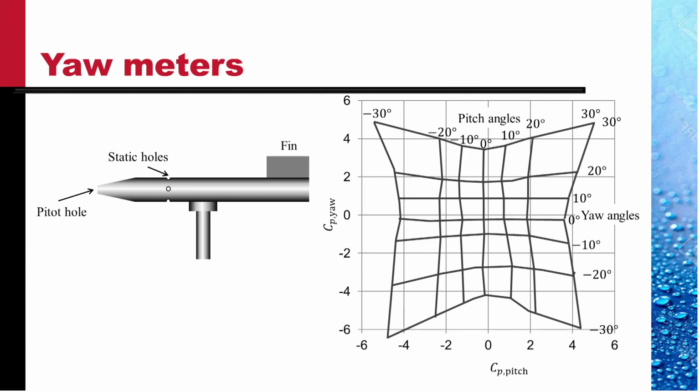This is the typical plot of the yaw angles and the pressure differences that we observe in the flow. Using this kind of graph, we can relate the angle that the tube makes with the flow.